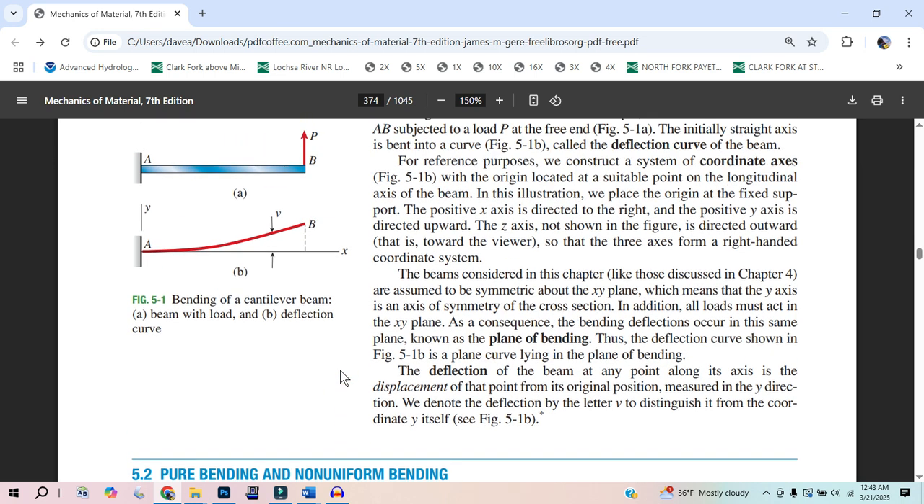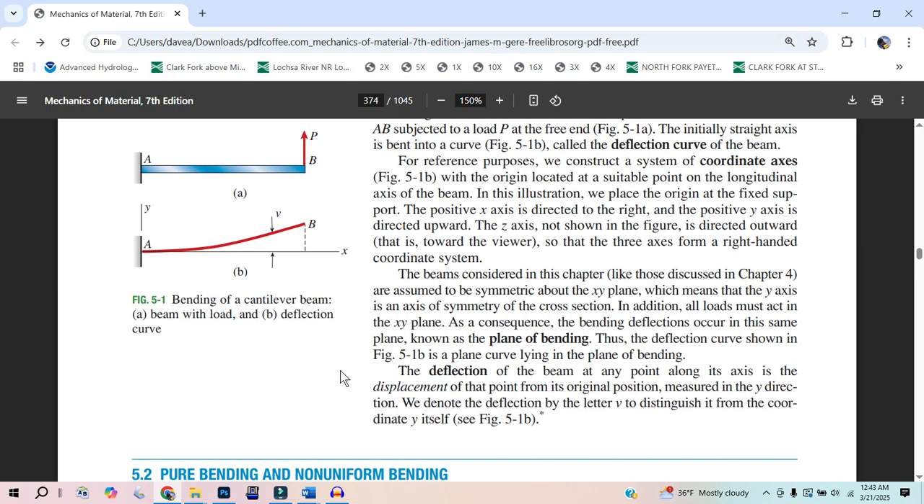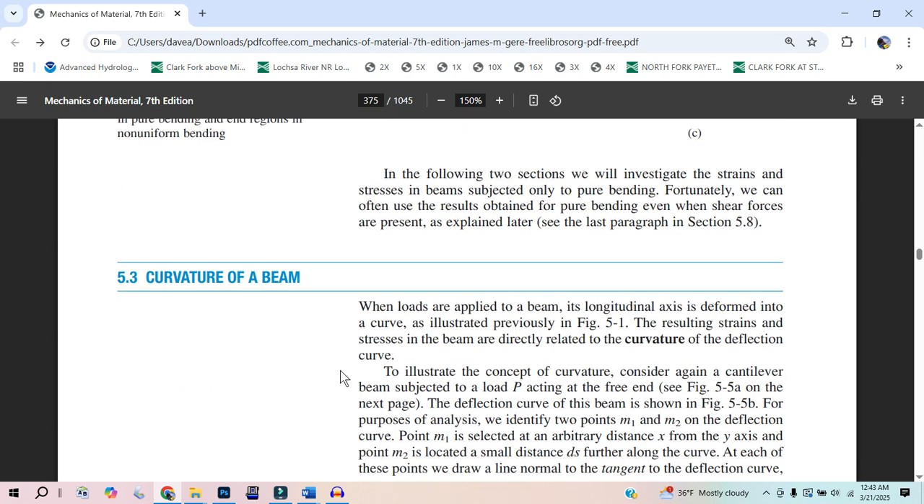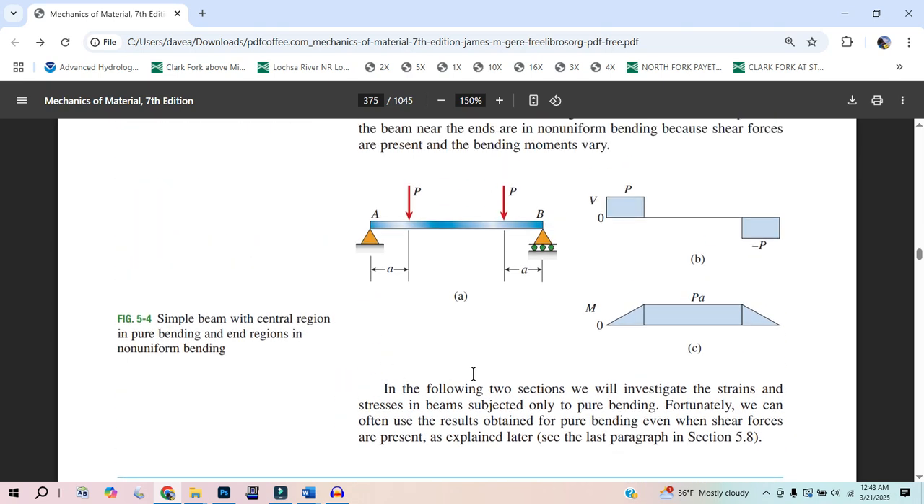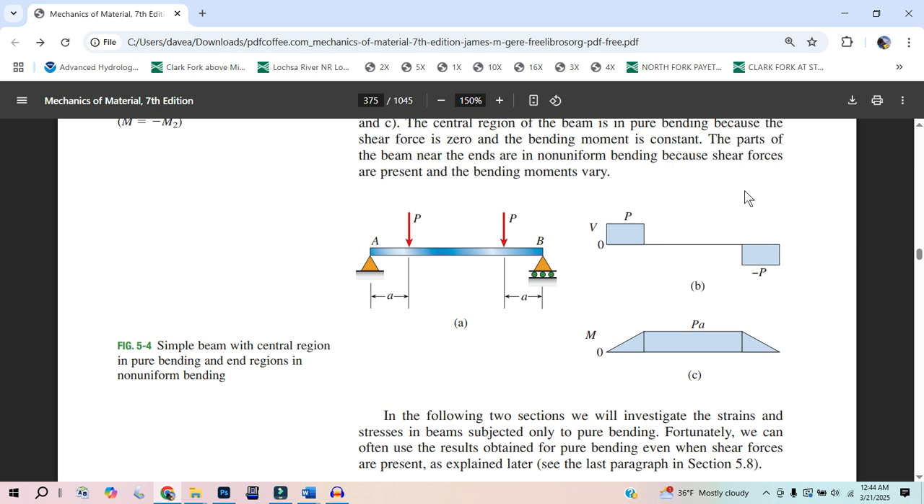So that was definitely going over chapter 4 stuff, internal reactions. I need to read the next part of where we were at on that. We were basically just done with this in the end. So there's a reason I went to there. The center region of the beam is in pure bending because the shear force is 0 and the bending moment is constant. The parts of the beam near the end are in non-uniform bending because shear forces are present and the bending moments vary.